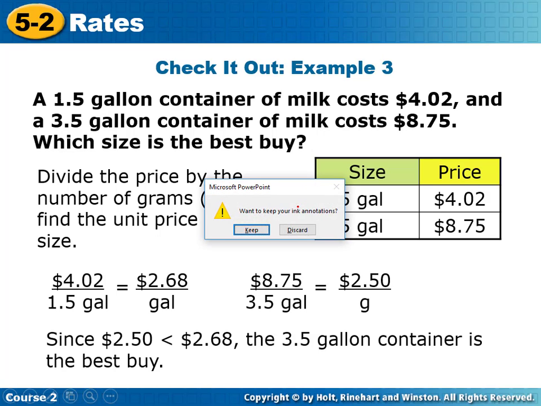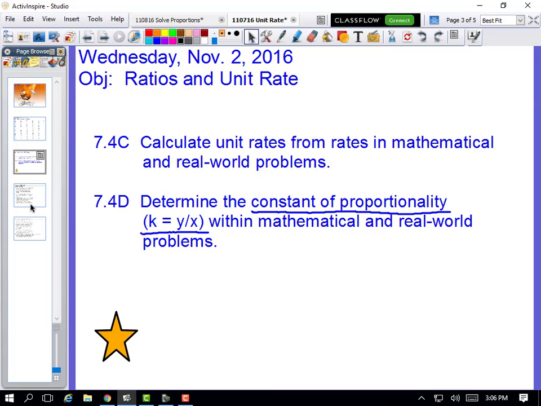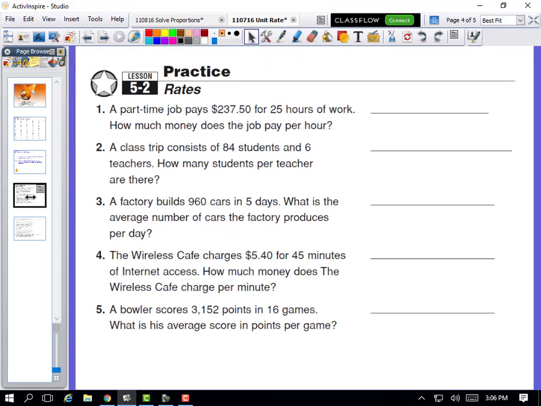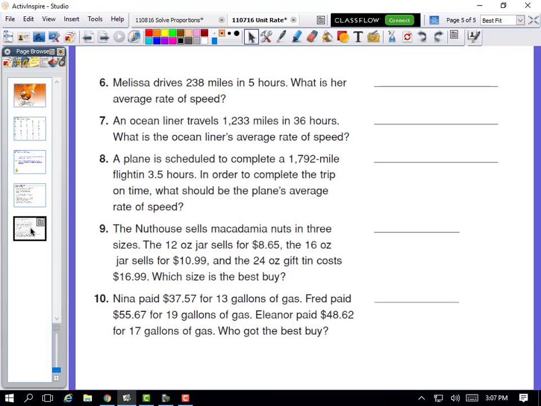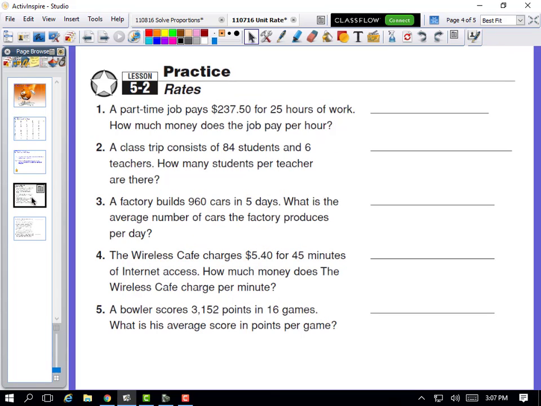So let me get out of this PowerPoint and go back to our homework. For our homework, we've got 10 questions that we need to answer. Okay? On a problem like this first one, it says a part-time job pays $237.50 for 25 hours work. I want to know how much money the job pays per hour. So what I want you to do is set up the ratio. In this case, we're going to set up the rate of 237.50 divided by 25. And then I need you to change that to a unit rate.